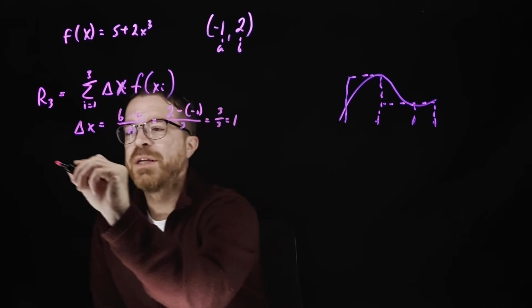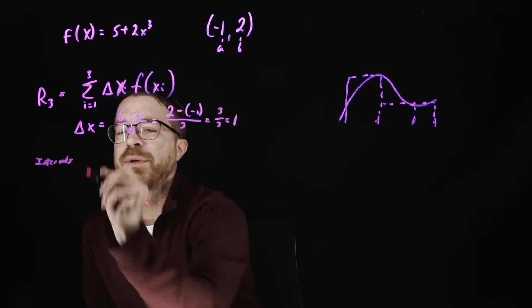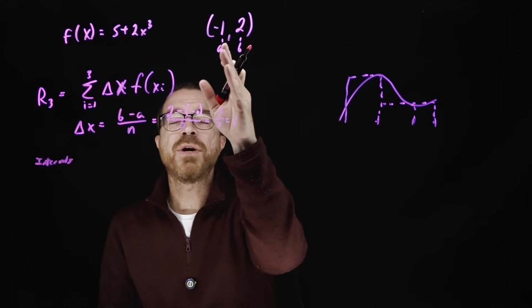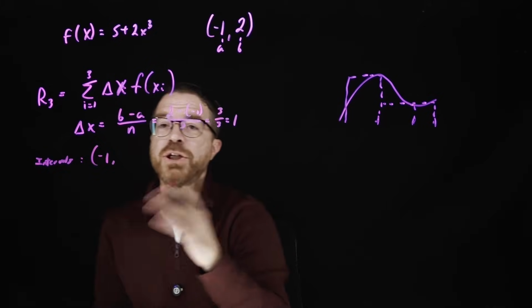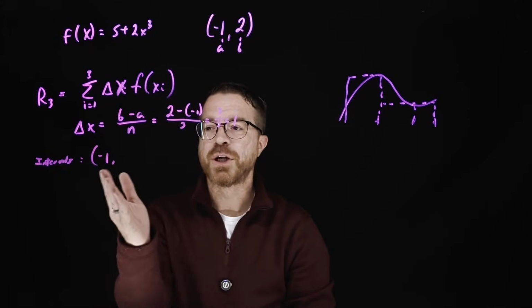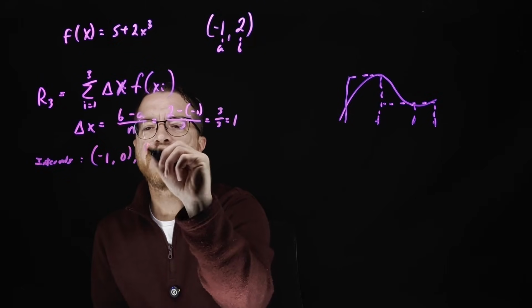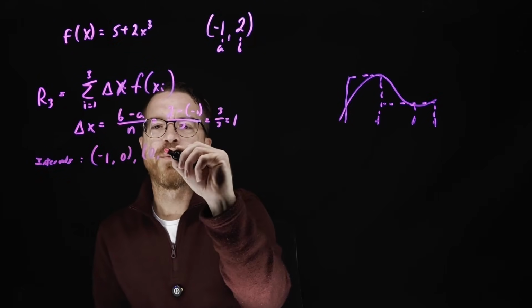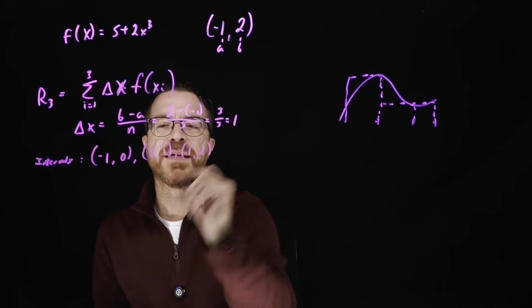Next, what we want to figure out is what are our actual intervals that we're doing this Riemann sum over. So we're going to start at our starting point a. So this is going to be starting at -1, and then we're going to change by our amount delta x. So we're going to go up by 1 up to 0. For the second interval, we're going to start at 0. We're going to go up by 1 again, so up to 1. And then for the third interval, we're going to start at 1, and we're going to end at 2.